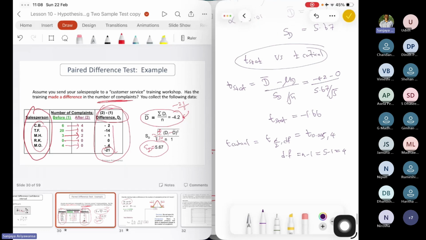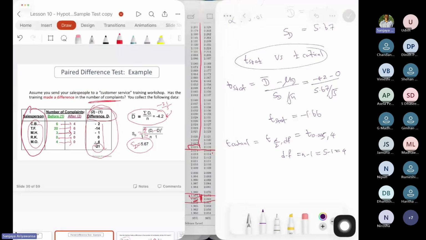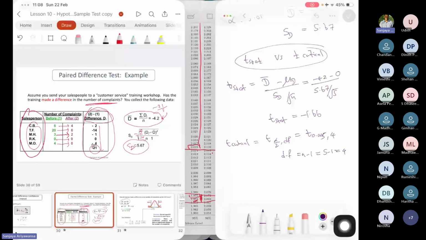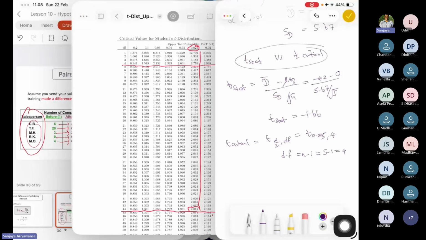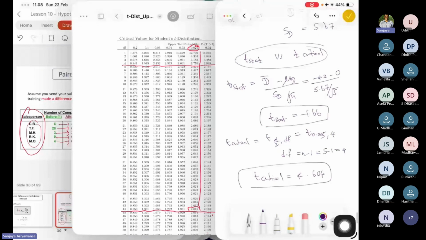So you go to the t table and then look at where 0.005 and 4 is. So you get this value. Degrees of freedom is 4, 0.005, 4.604. So your t critical value is 4.604 and your t test statistic is minus 1.66.